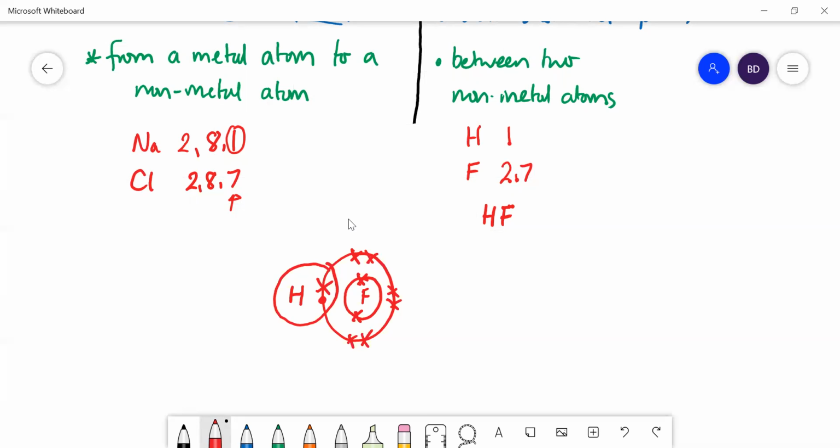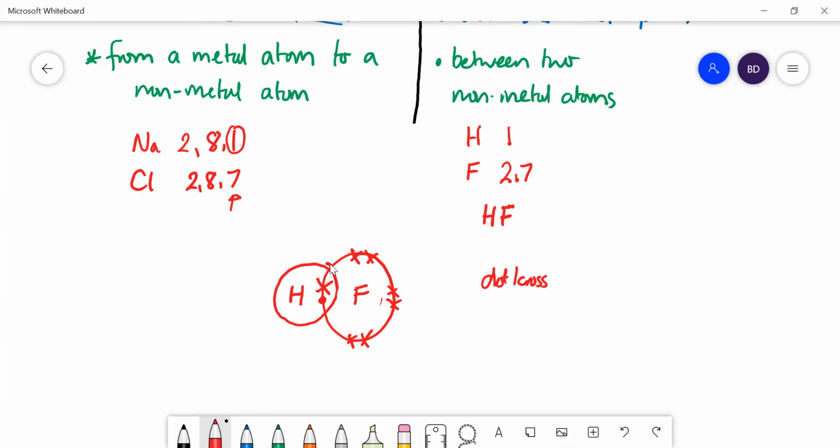Now, normally when we do these diagrams, we don't show the inner shells because they don't do anything. It just makes the diagram look a bit confusing. You normally just show the outer shell that's involved in making the bond. And these are usually called dot cross diagrams for obvious reasons. And you show the electrons from one atom as dots and the other one as crosses.